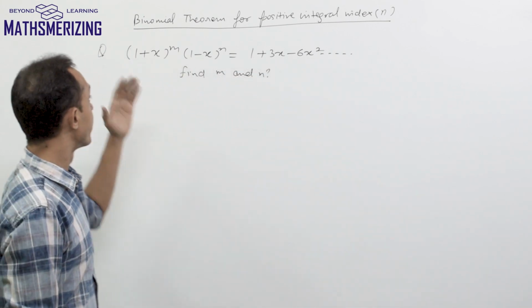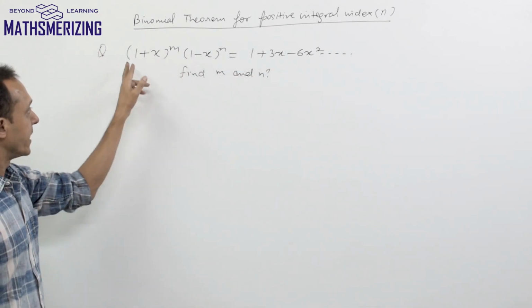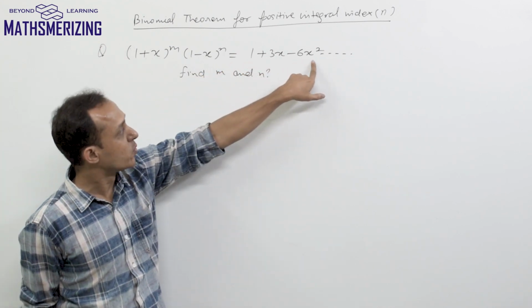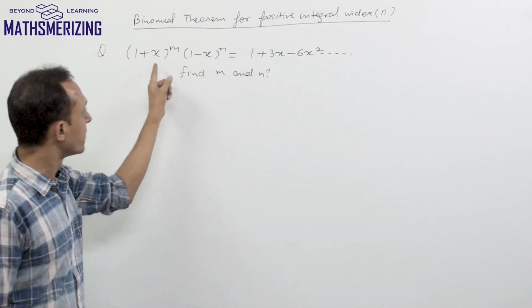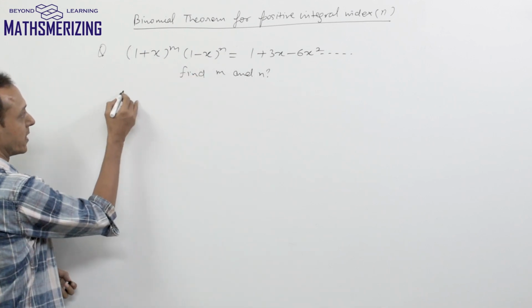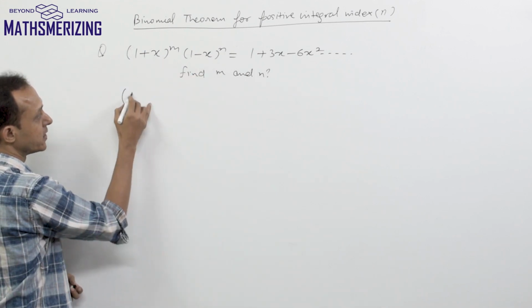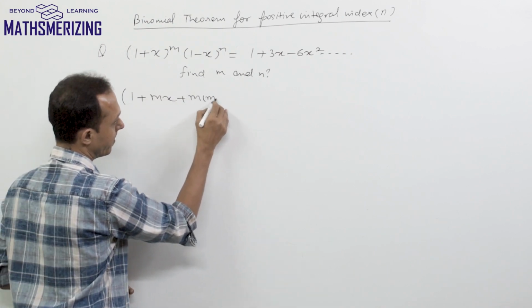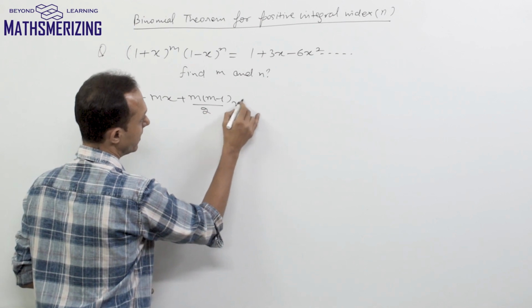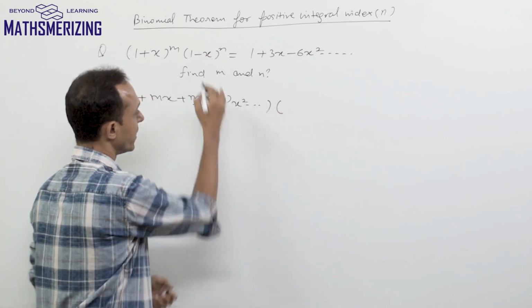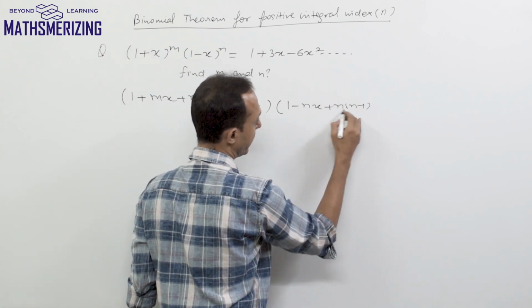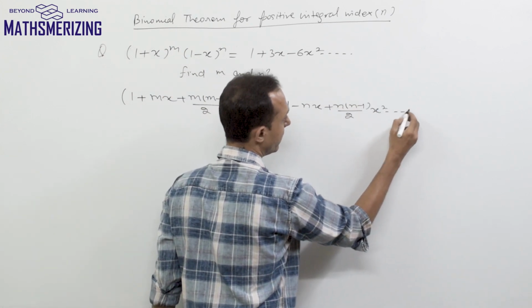Now again in this question, it's a product of two given binomial expansions, right? So at best I'll need the coefficient of x square and x. So I'll write the first few terms of both expansions. For the first one, as we have already done in the previous video, it is 1 plus mx plus m(m minus 1) by 2 into x square. And for this one it'll be 1 minus nx plus n(n minus 1) by 2 into x square.